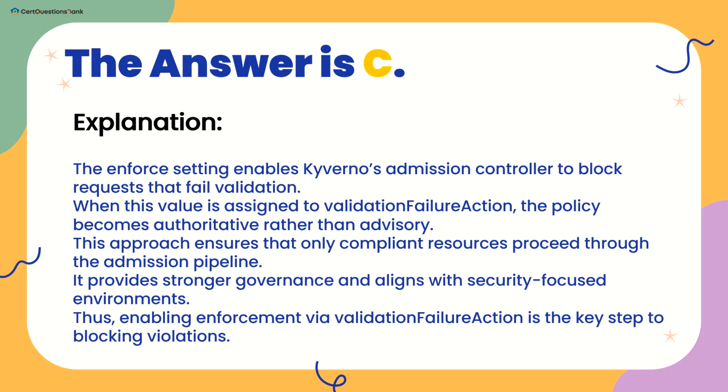The enforce setting enables Kyverno's admission controller to block requests that fail validation. When this value is assigned to validation failure action, the policy becomes authoritative rather than advisory. This approach ensures that only compliant resources proceed through the admission pipeline. It provides stronger governance and aligns with security-focused environments. Thus, enabling enforcement via validation failure action is the key step to blocking violations.